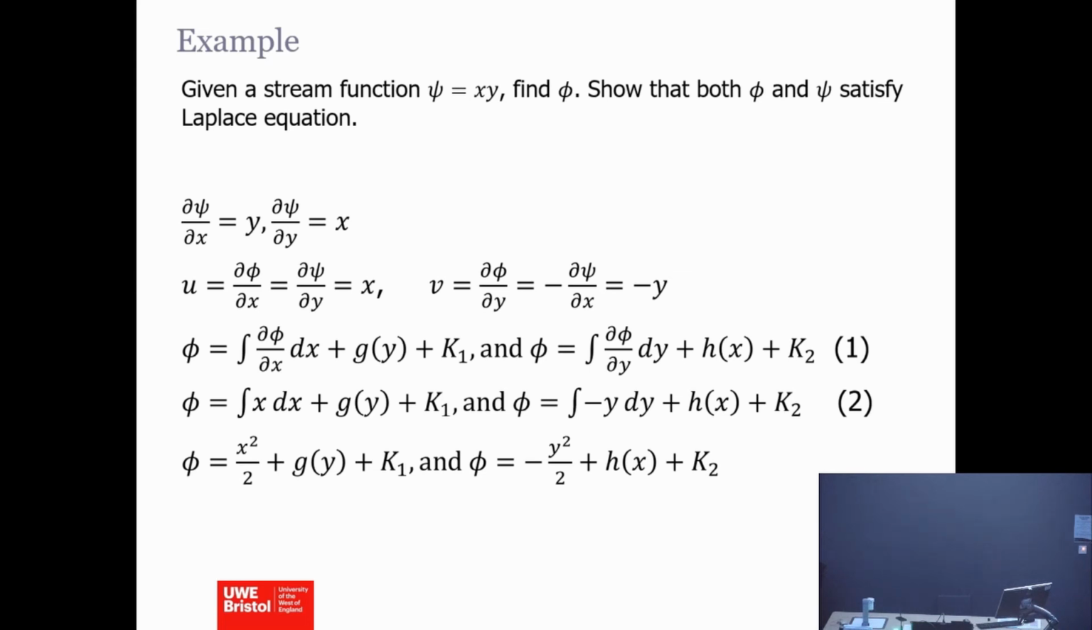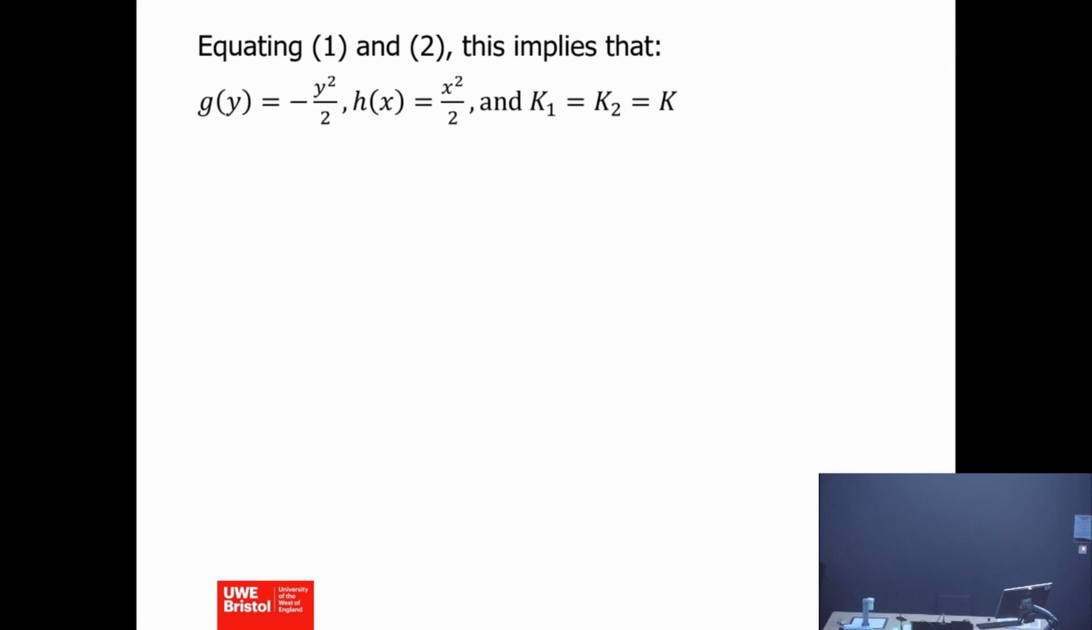So I know phi equal to this side here, and phi is equal to that side, meaning in fact this side now equals that side. So let's just equate those two sides, because they're both equal to phi. For that to be true, we just work out that this function is just minus y squared over 2, and h of x is x squared over 2, and k1 and k2 are just the same constant k, for that to be the same phi. If you get stuck, ask me later. So from the stream function that I started with, I now know what the velocity potential is. It's just written this way.